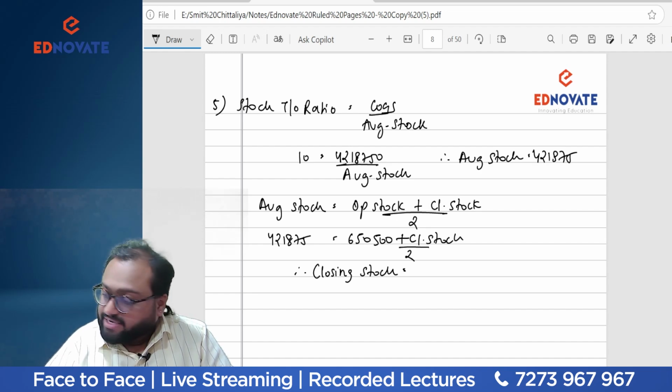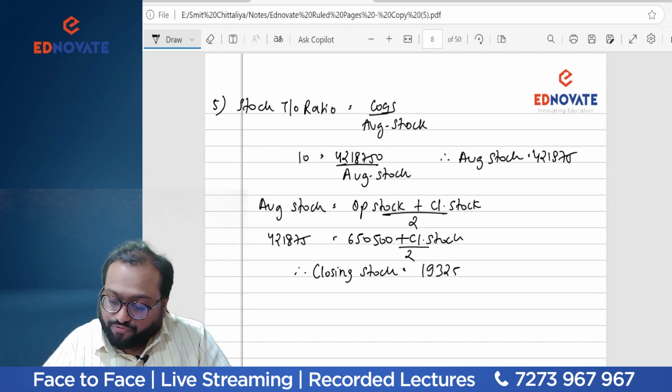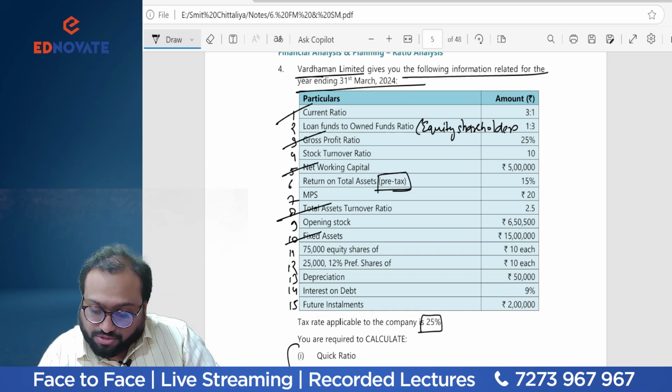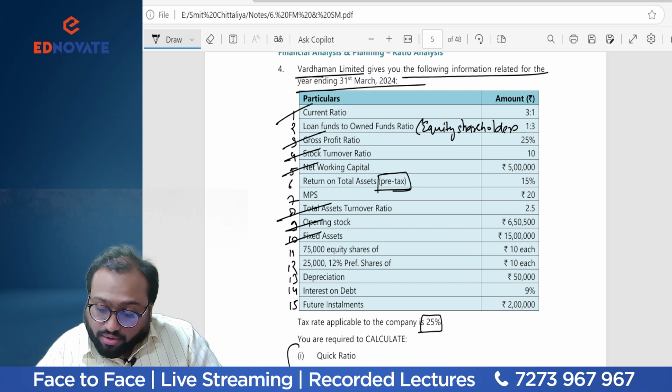We are getting one item: 1,93,250. So what details have you used? You have used stock turnover ratio. You have used opening stock. So now what next can you use?